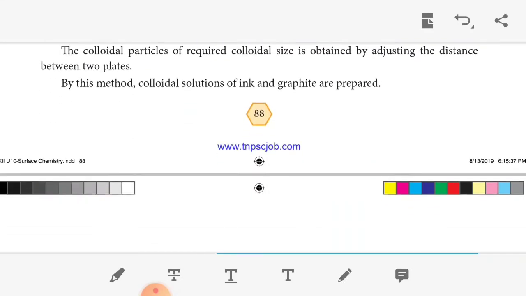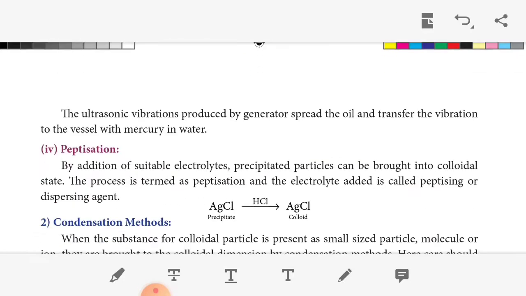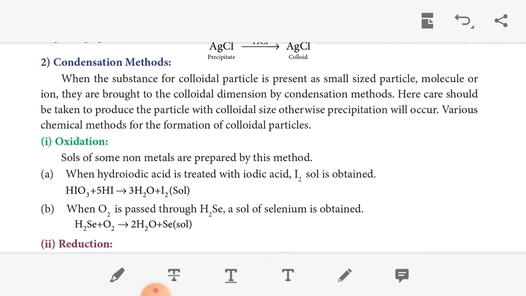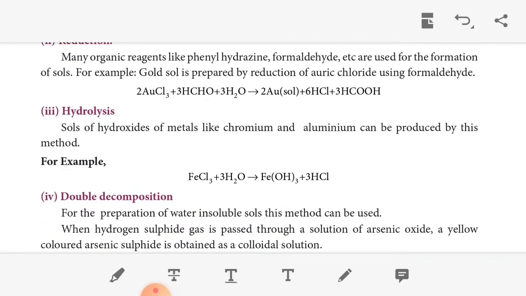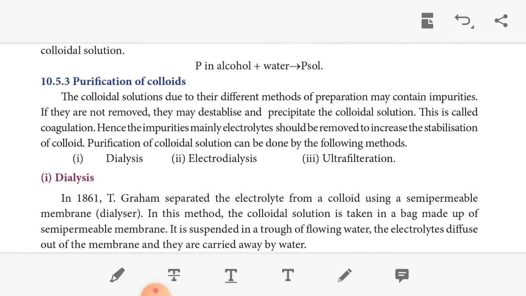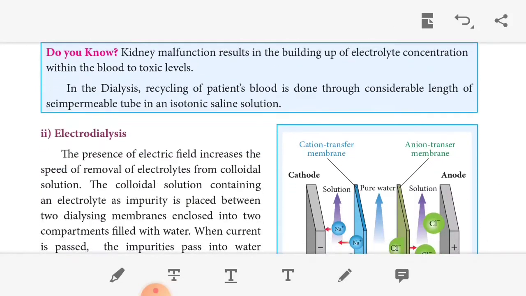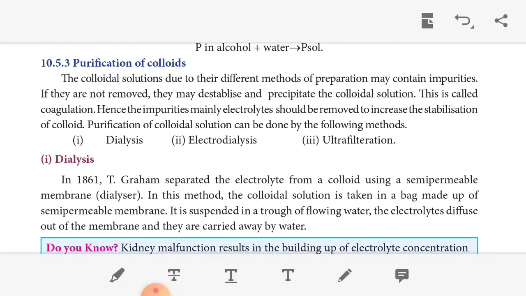Okay, the next one, the condensation method. We can follow some methods: first oxidation, then reduction, hydrolysis, double decomposition, and exchange of solvent. Okay, this is the condensation method. The next topic is purification of colloids. We can carry it out by these 3 methods: the first one is dialysis, the second one is electrodialysis, and the third one is ultrafiltration.